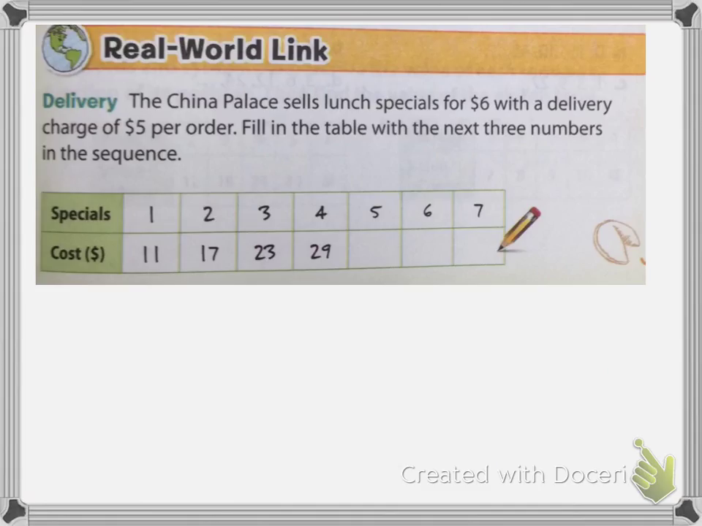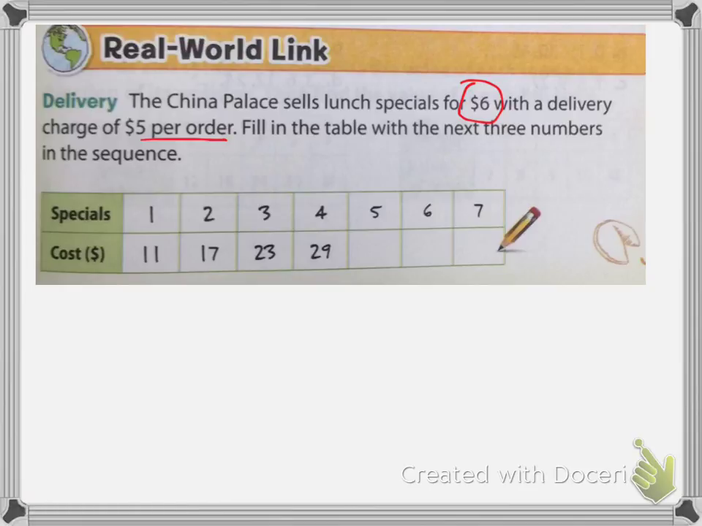All right, and here under the words real world link, you see the problem. It says delivery. The China Palace sells lunch specials for $6 with a delivery charge, so it's $6, with a delivery charge of $5 per order. Fill in the table with the next 3 numbers in the sequence. So we need to determine if this is going to be an arithmetic sequence or a geometric sequence. So we can see that we're increasing the specials by 1, 2, 3, 4, 5, 6, 7.